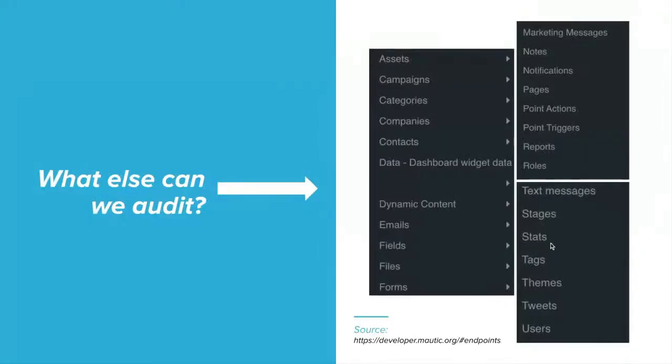Great. So what else can we do? We are auditing forms, campaigns, and segments. We also use the reports endpoint of the Mautic API to pull reports from ACS and push to BI, to Domo, which is our business intelligence tool that we use. But there are lots of other endpoints that the Mautic API provides us as well, and these might be relevant to your implementation.